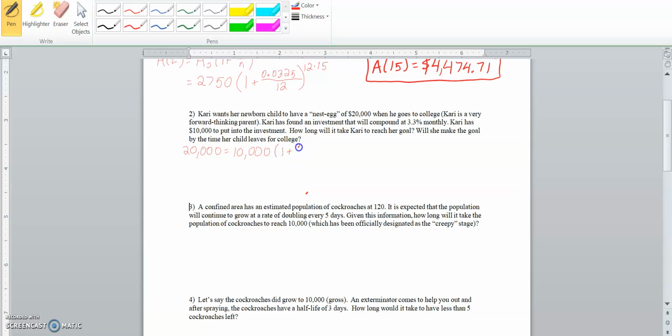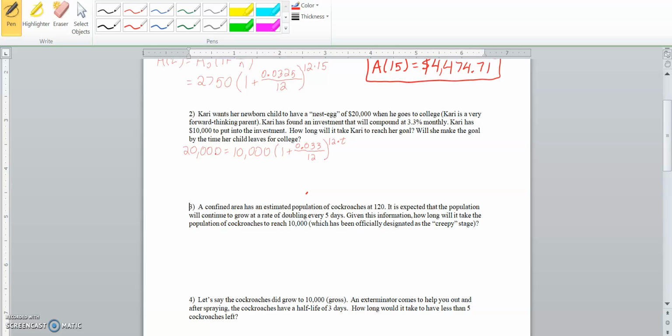Our rate is 3.3%. Monthly, so that's 12. And then n times t is where we get our variable. T is, we want to know how long it is going to take for this to reach 20,000.